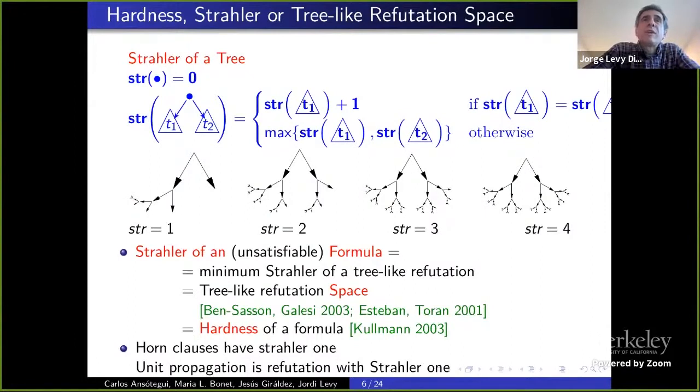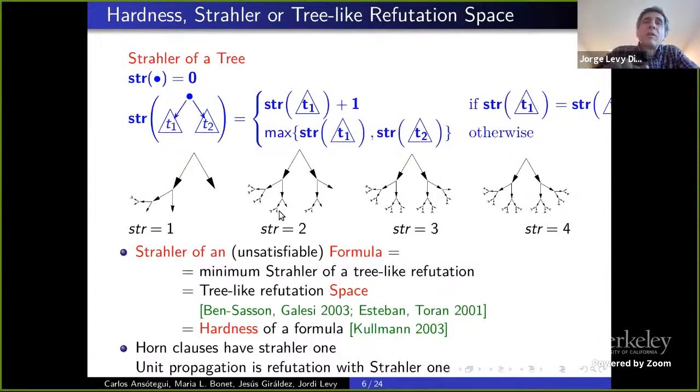let me introduce the Strahler number of a tree. It's a very old notion for trees. The Strahler number of a single-node tree is zero, and for a binary tree, if both subtrees have the same Strahler number, then you add one to get the Strahler number of the complete tree. Otherwise, you take the maximum of the Strahler numbers of both subtrees. This way, the trees with Strahler number one are exactly the caterpillars, so they are aligned with only one branch on one of the sides.